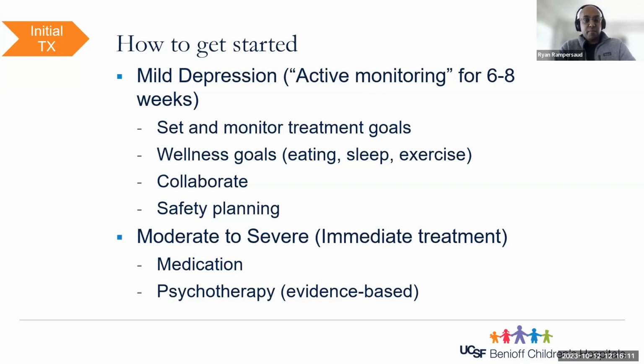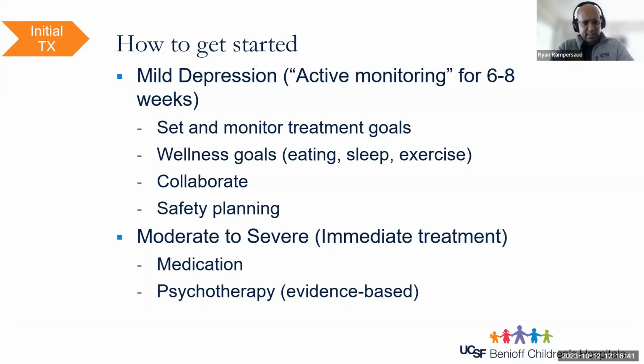Now, if you have a kid who's moderate to severe, or if they had mild depression and they didn't quite improve with just some of these wellness goals and further family support, then we might think about more immediate treatment. That's the point at which we might think about SSRIs, an SSRI intervention, in addition to psychotherapy, if possible. And we tend towards liking evidence-based therapies.